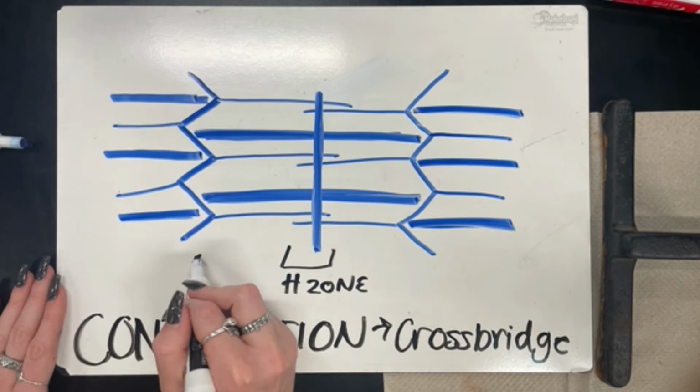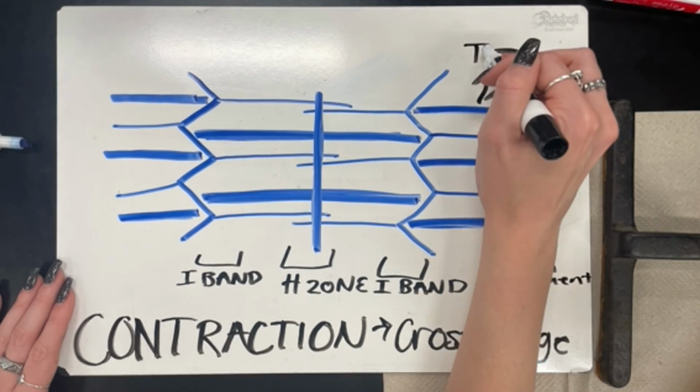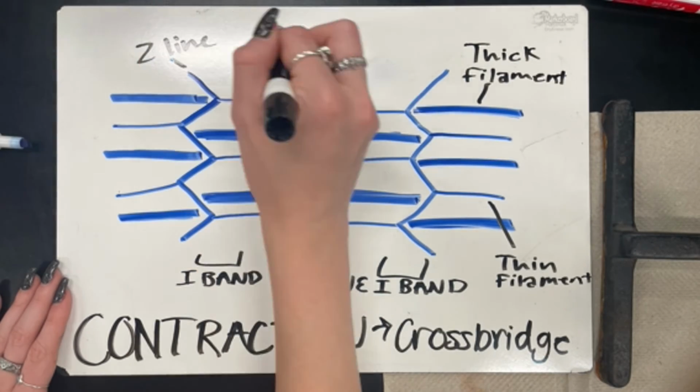Now we can zoom out of the individual filaments once again to see the sarcomere in its contracted state. You can see that the Z lines are pulled closer together, leaving the I bands and the H zone to appear much smaller in length.